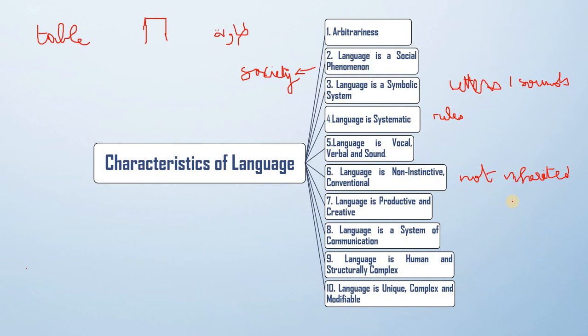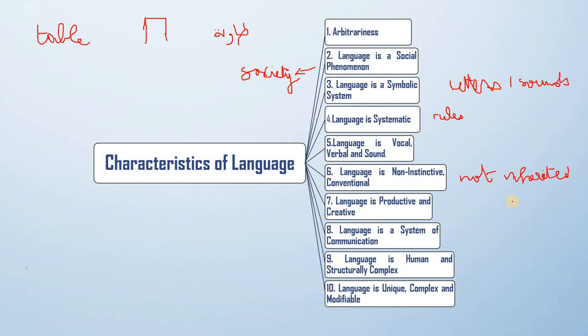So language is productive and creative. The language doesn't stop producing new words. Each time we have a new word, it is productive and creative, and based on the language we can create new texts, new ideas, new thoughts, new ways of thinking, and so on and so forth.